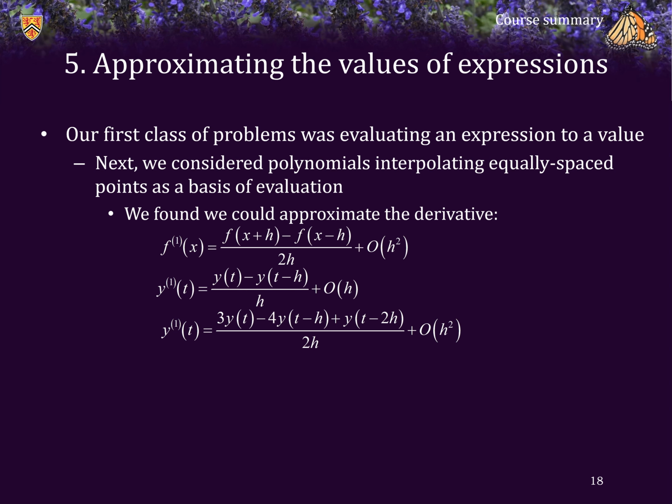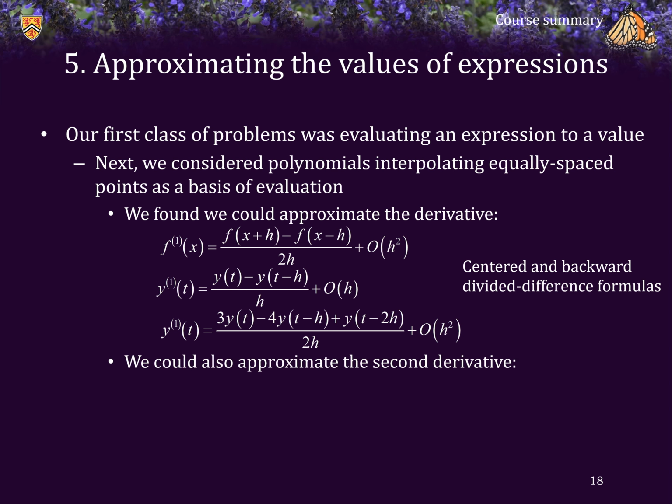If we wanted to use only historical data, we could use this formula to approximate the derivative at t. And once again, we found this using an interpolating quadratic, which was then differentiated and evaluated at t, and then we used Taylor series to determine that the error was order h squared. These were centered and backward divided difference formulas.